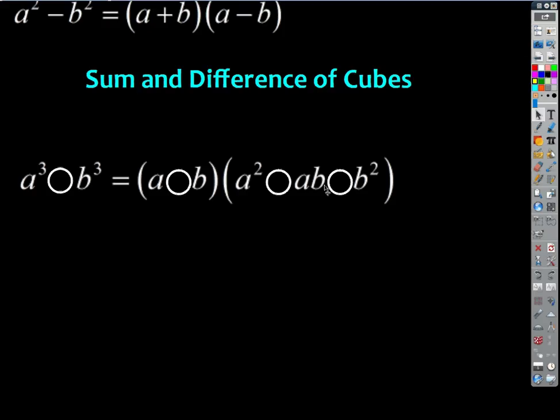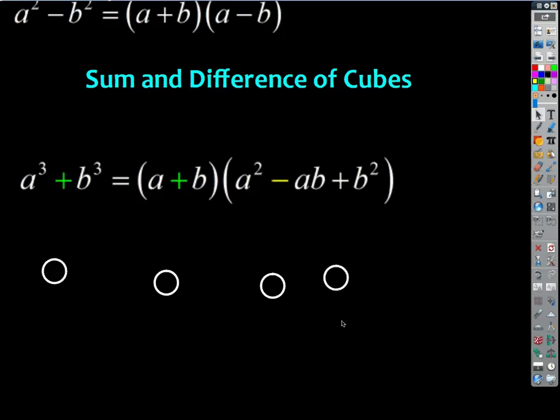Here's how the signs work with that. If it's a sum of cubes, so we're going to factor A cubed plus B cubed, whatever the sign is between the cubes, that's what always goes with the first small factor. So it would be A plus B if it's A cubed plus B cubed. The next one is going to be the opposite, so it's going to alternate. And the last one is always positive. Okay?